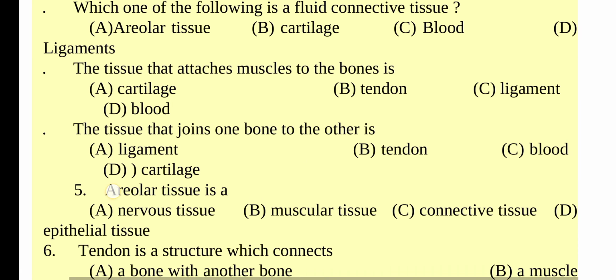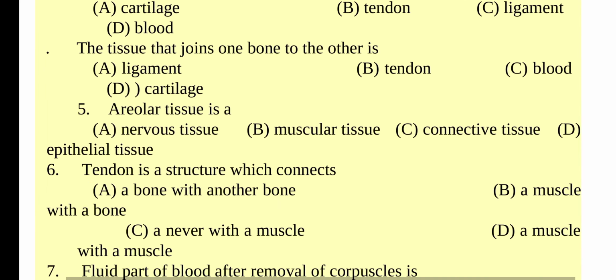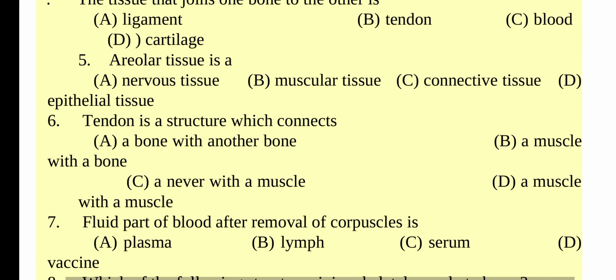3. The tissue that attaches muscles to the bones is A. Cartilage. B. Tendon. C. Ligament. D. Blood. 4. The tissue that joins one bone to the other is A. Ligament. B. Tendon. C. Blood. D. Cartilage. 5. Areolar tissue is A. Nervous tissue. B. Muscular tissue. C. Connective tissue. D. Epithelial tissue.